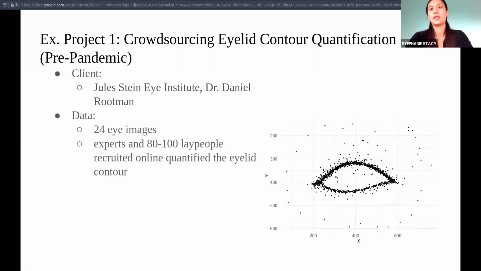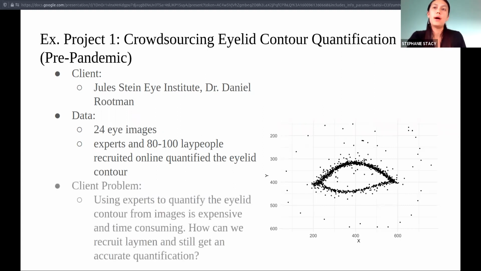And here's what the data look like. So we had these images of eyes, and they asked people to essentially draw the upper eyelid contour for those images. And here on the right, you can see an aggregation of a whole bunch of non-experts or laymen who are drawing this eyelid. And then in addition to the non-experts, they had an expert who would do the same drawing. And so we have this set of XY points for a whole bunch of different eyes and rated by a whole bunch of different people.